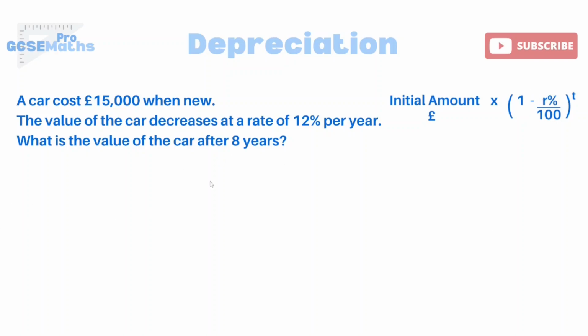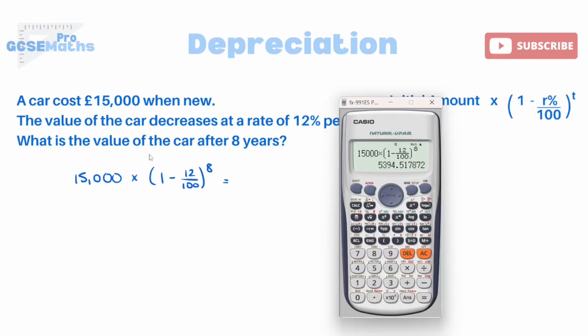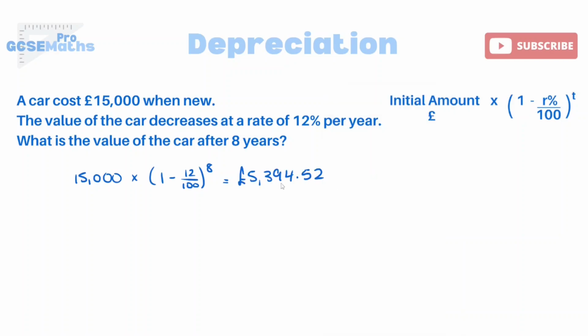So in this case, if I know this is the same as compounding, I can use the formula. I've got my initial amount as 15,000 times 1 minus the percentage over 100, or just convert it into a decimal yourself, and then to the power of the time. Because it's 12% per year, for 8 years, I put 8. Then I would just put this into the calculator. It says what is the value of the car after 8 years, so you write down this new value, which is £5,394, and I'd round it to 2 decimal places because it's money, 52. And that would be your answer.